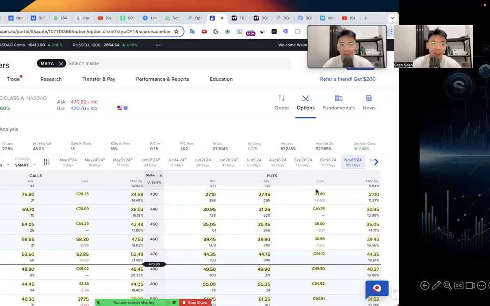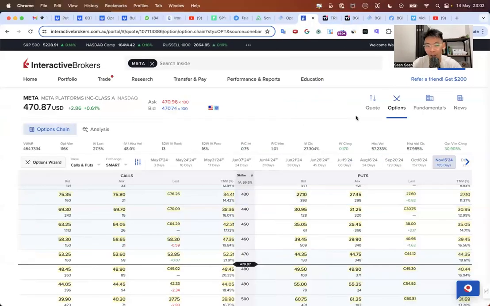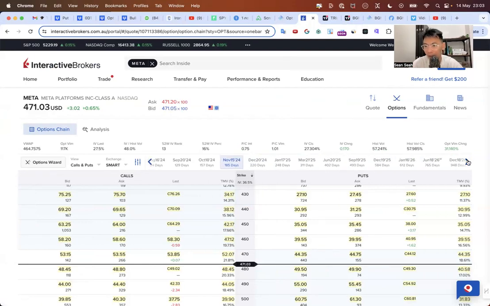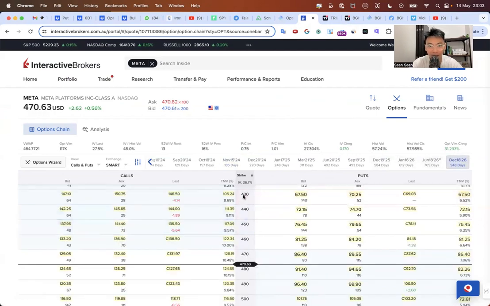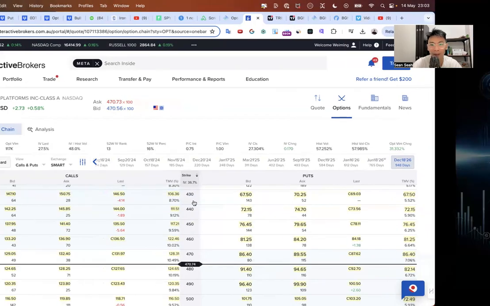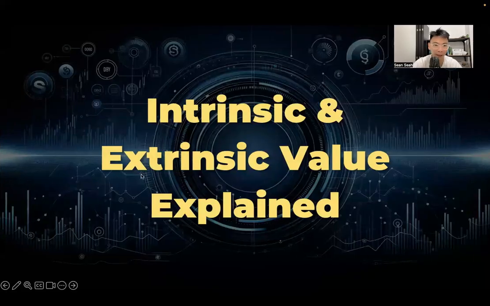Now, every single option has a value and it's called premium. That's the price of the option. So in the case of Meta, which we have been using as an example, a 948 days 430 strike price call, currently we can see the last price is 146.50. Where do we get this number from? This 146.50 is the premium, and this premium is made out of intrinsic and extrinsic value.